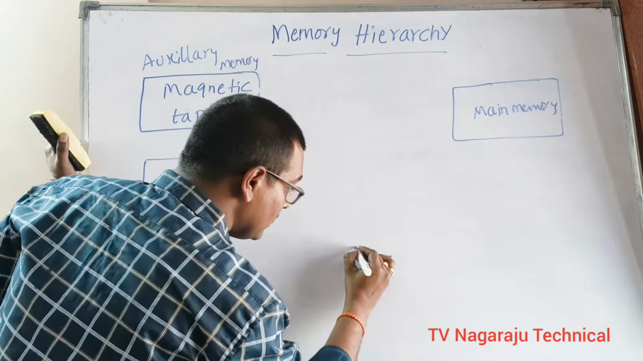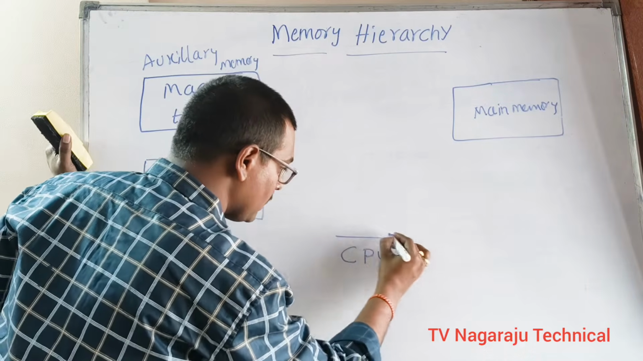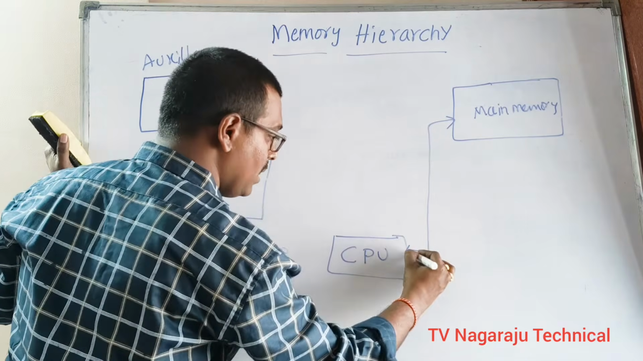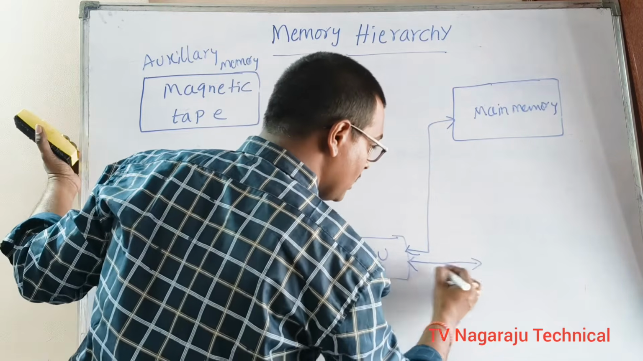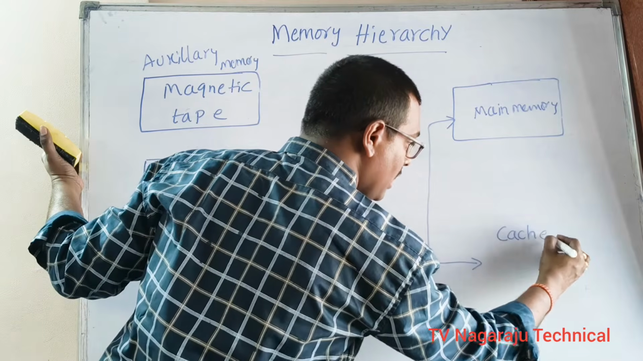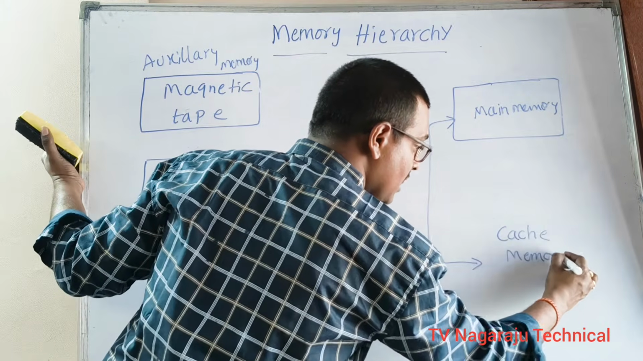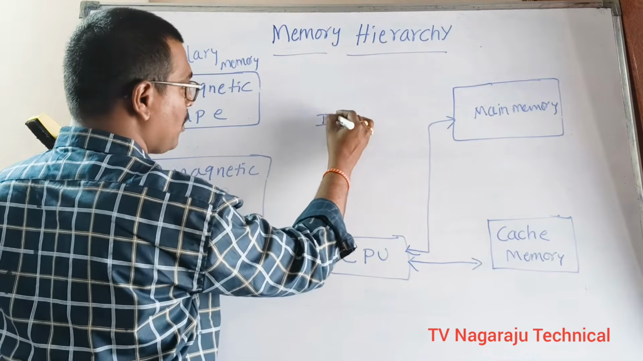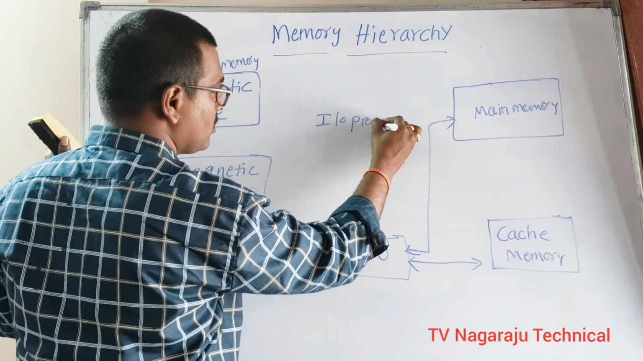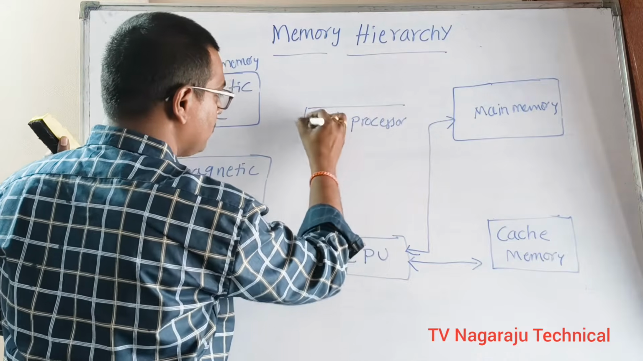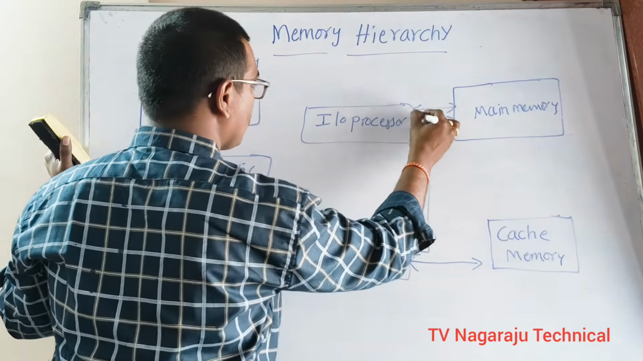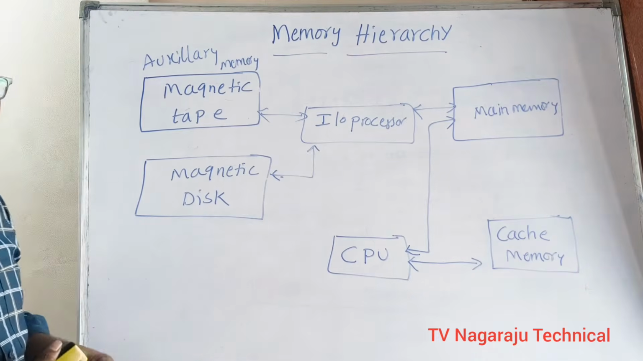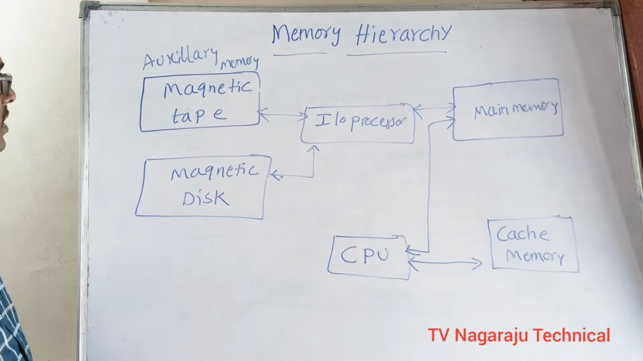Main memory. This is the CPU. CPU communicates directly with the main memory. Along with that, the CPU communicates with one more memory, that is the cache memory, and here the IO processor. So we will discuss each and every one. Okay, now this is the memory hierarchy. Understand each and every one.